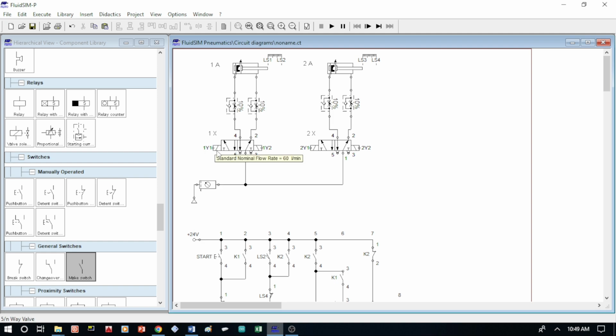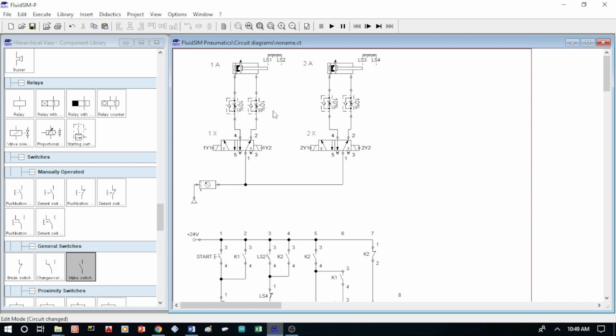The solenoids for 1X are 1-way-1 and 1-way-2, and for 2X are 2-way-1 and 2-way-2. The solenoids are electrically energized to shift the valve spool, changing the airflow direction to the cylinder.